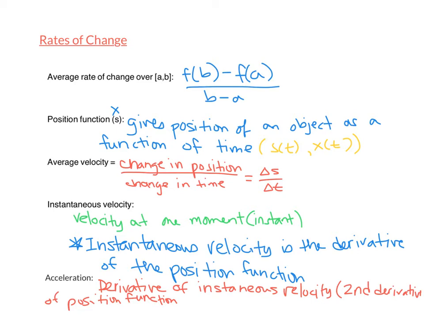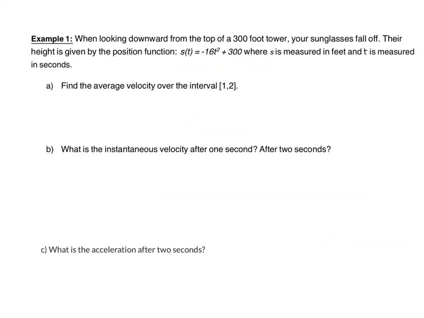So let's go ahead and do an example. You're looking downward from the top of a 300-foot tower, and your sunglasses fall off. Their height is given by the position function s of t equals negative 16 t squared plus 300, where s is measured in feet and t is measured in seconds. We're going to find the average velocity and we're going to find the instantaneous velocity.